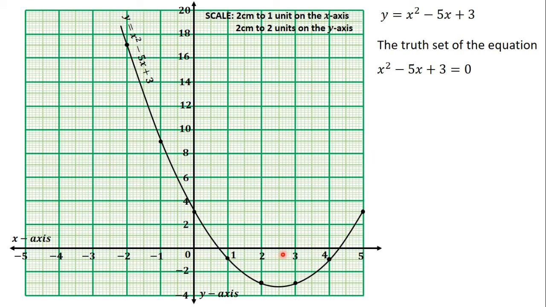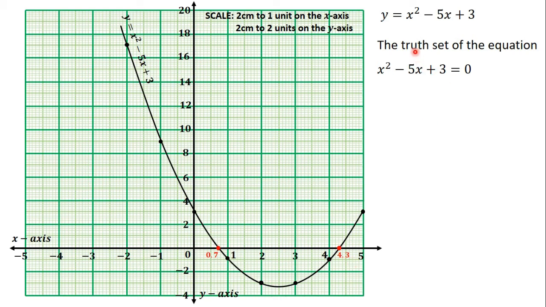On this graph, the curve cuts or intercepts the x-axis at this point and this point. So the solution of this quadratic equation will be the x-coordinate here and the x-coordinate here. On my graph sheet, the x-coordinate of this point is 0.7 and the x-coordinate of this point is 4.3. So the solution of this quadratic equation is x is equal to 0.7 or 4.3.